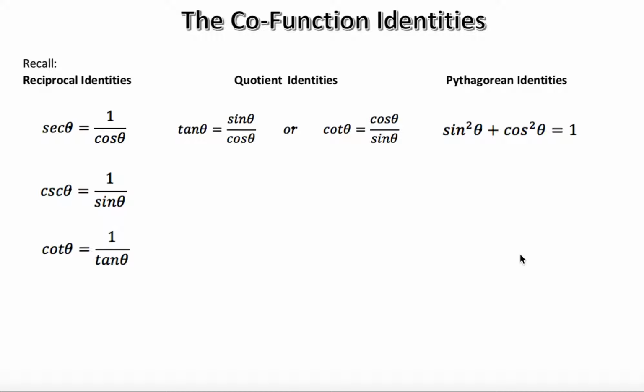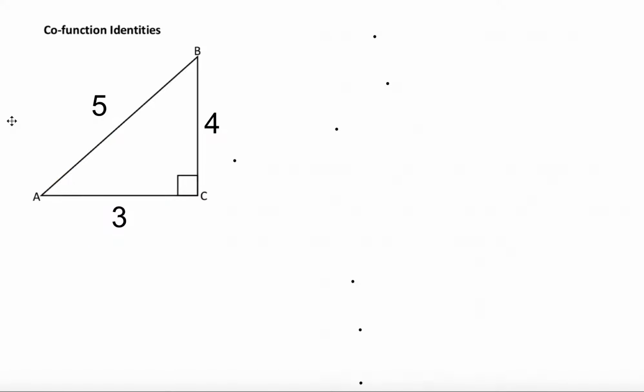Then we have the Pythagorean identities, which is sine squared plus cos squared equals 1. And then you can rearrange it for both sine squared and cos squared. Now, cofunction identities are really just special properties of a triangle. They help us relate sine and cos together, or cotangent and tangent, or cosecant and secant.